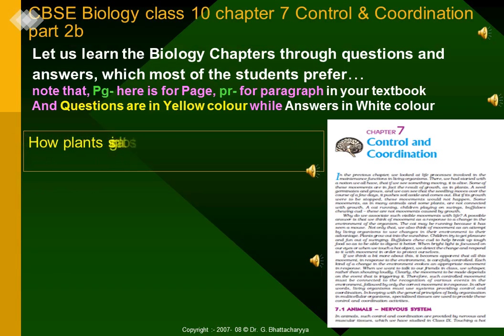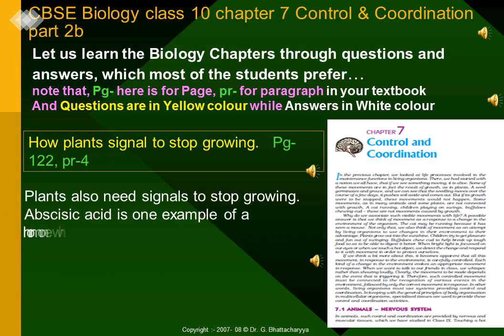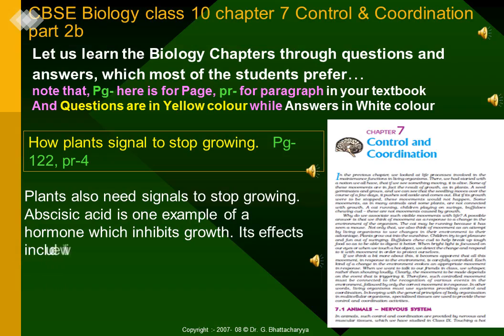How plants signal to stop growing. Plants also need signals to stop growing. Abscisic acid is one example of a hormone which inhibits growth. Its effects include wilting of leaves.